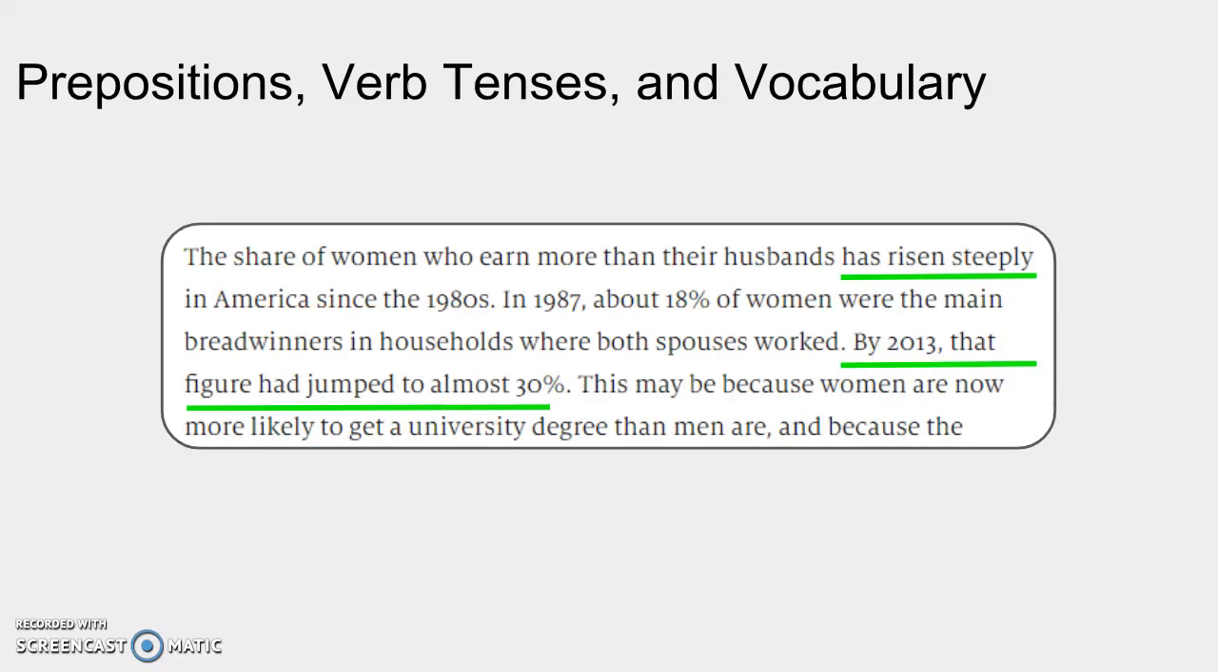The other thing it's good for is prepositions, verb tenses, and vocabulary. So even though some of the articles don't really talk about or explain the chart, they do have a lot of language that you can use in your responses. So you can see in this section of an article, here they have the present perfect. They have a really good vocabulary word here, steeply. You have a by and a to. Here you have the present perfect, the past perfect with by. So lots of good examples of language.